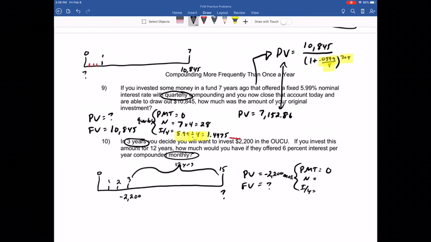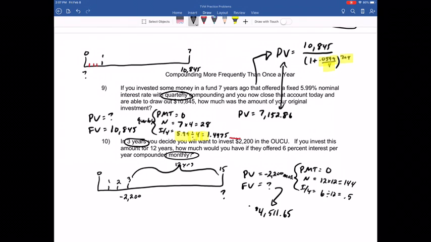I don't have a constant payment that's occurring every time period that I put in there for the N. I'm investing this for 12 years, but there's monthly compounding, so there will be a total of 144 compounding periods. The interest rate per year is 6%, but compounded monthly, I need to divide it by 12, so the interest rate per period is going to be 0.5%. When I solve for the future value, I end up getting a future value of $4,511.65.